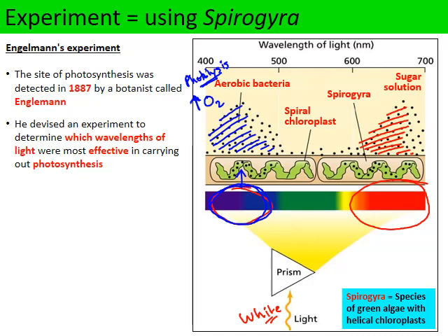Now we see in the middle where the green light has been shone on the Spirogyra, there's very little accumulation of these bacteria, and that's because the green light is not being absorbed by the photosynthetic pigments, it's being reflected. So this light energy is not being utilized in photosynthesis, and so there's no production of oxygen at these portions of the Spirogyra, which means there's a lack of accumulation of the obligate aerobe bacteria.